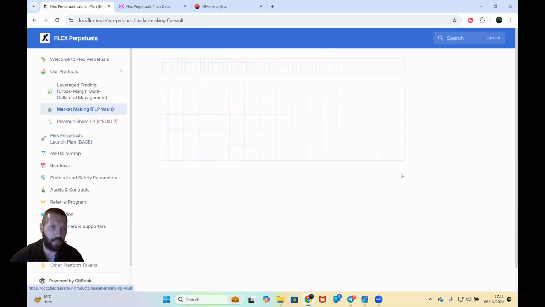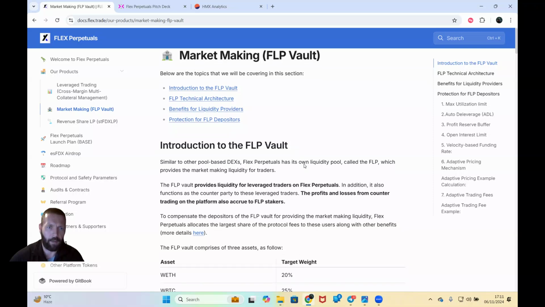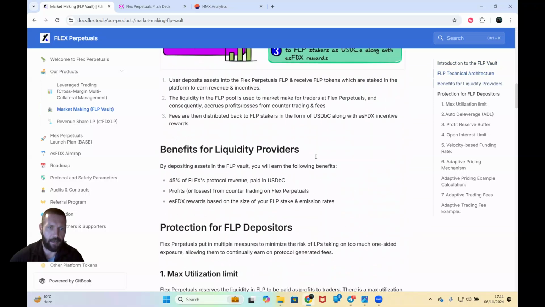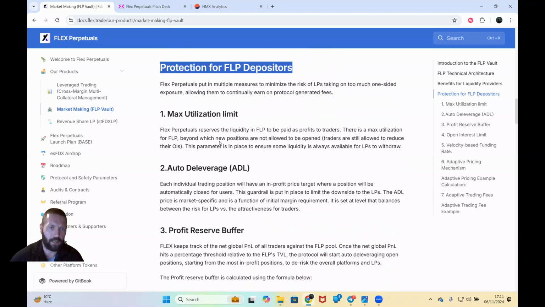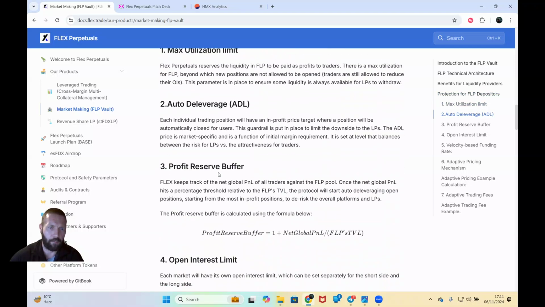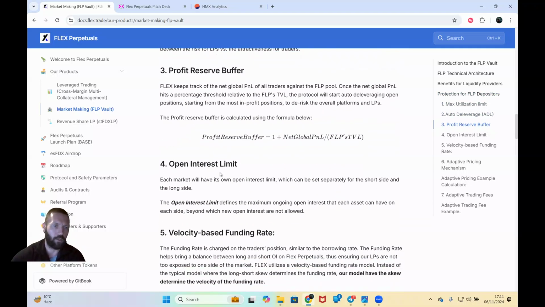If you look at the market making FLP and scroll down and just have a look for protection for FLP depositors down here, you've got all the information here that will let you understand how that is designed to help protect FLP investors moving forward.